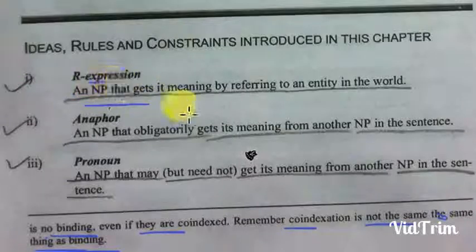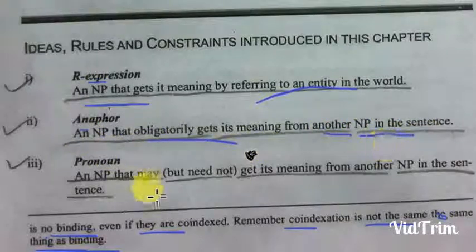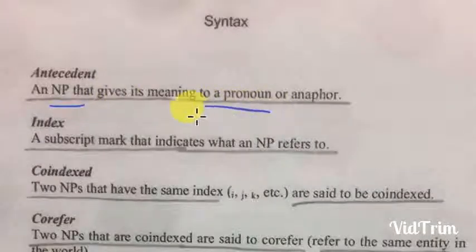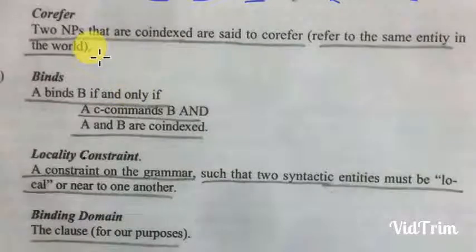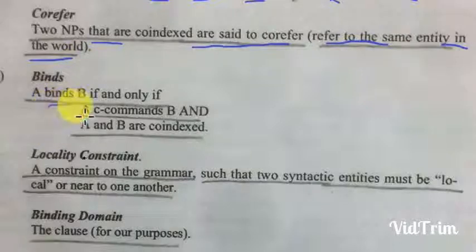R-expression: a noun phrase that gets its meaning by referring to an entity in the world. Anaphor: a noun phrase that obligatorily gets its meaning from another noun phrase in the sentence. Pronoun: a noun phrase that may, but need not, get its meaning from another noun phrase in the sentence. Antecedent: a noun phrase that gives its meaning to a pronoun or anaphor. Index: a subscript mark that indicates what a noun phrase refers to. Coindex: two noun phrases that have the same index, i, j, k, etc., are said to be coindexed. Co-refer: two noun phrases that are coindexed are said to co-refer, that is, refer to the same entity in the world.